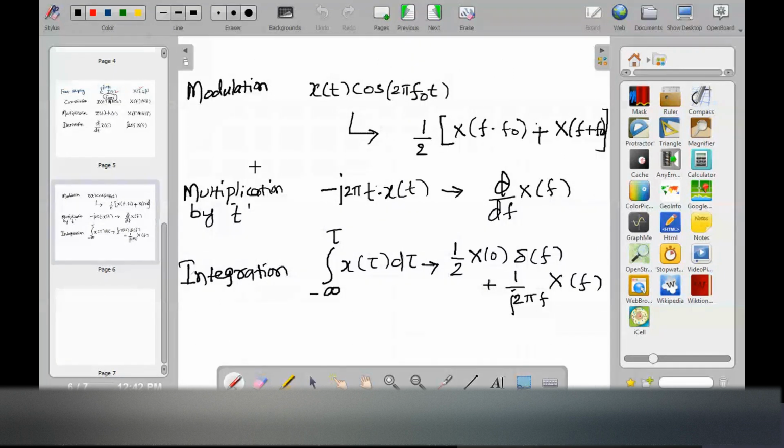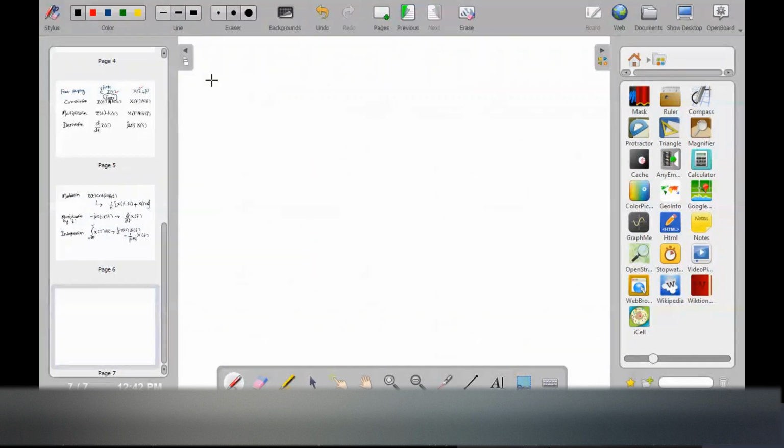If possible, I will try to share these written notes with you. But anyhow, you copy whatever I am doing here. Okay, the next property is called the conjugation property.